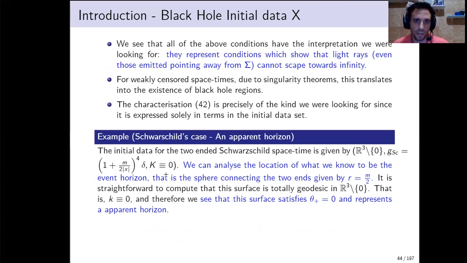And just to provide an example, again going back to Schwarzschild, we know that the initial data for Schwarzschild is totally geodesic. And so in this case, the expansion scalars are going to be given in terms of the mean curvature of sigma as an embedded hypersurface in M. And one can do an explicit computation here to see that what we know to be the event horizon of Schwarzschild, that is given by this region here, is actually totally geodesic. And therefore, we have here an apparent horizon in the case of Schwarzschild. Okay.